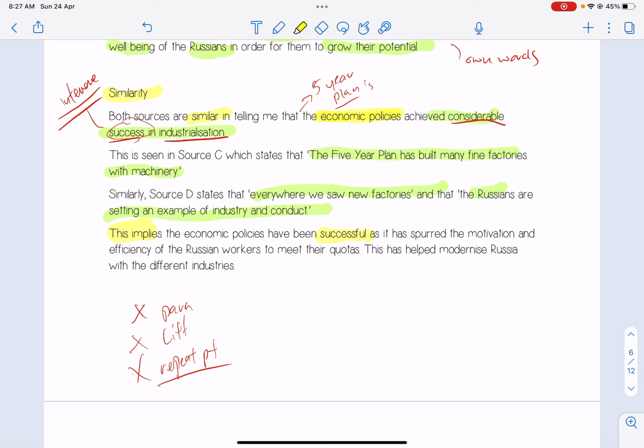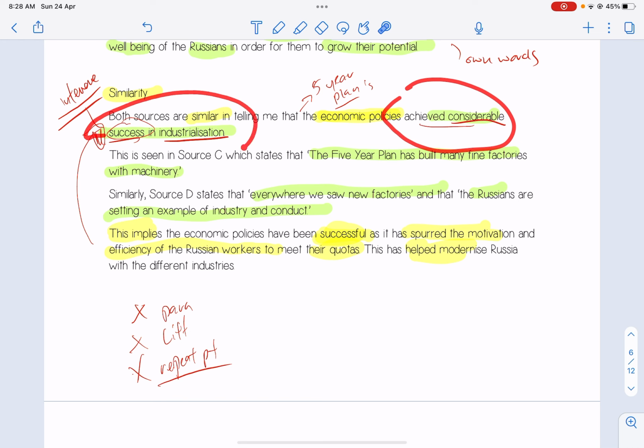So how do I convince the marker? Well, all my evidence clearly shows that everything is successful, spurred the motivation and efficiency of the Russian workers, and they meet their quotas. This helped to modernize Russia with the different industries. And therefore all these things clearly explain why the plans actually achieved a considerable amount of success. Okay, so that's how you do your comparison.